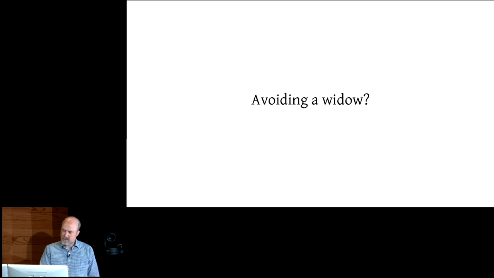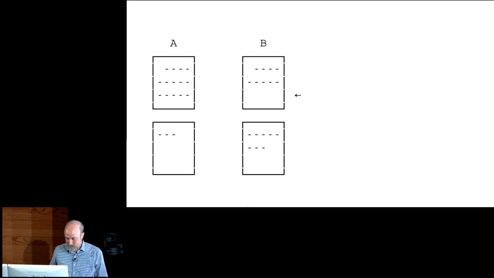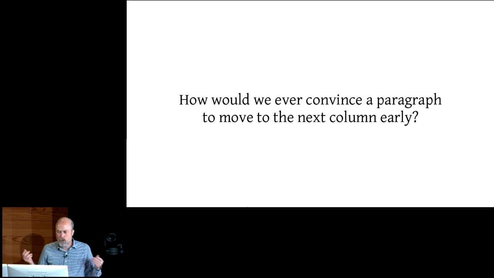What about avoiding a widow? I tried to sketch out a solution and found it is nearly impossible. Why? Well, because a widow is created when the very last line of the paragraph falls onto a separate page. This means I have to lay out the paragraph all over again, and its next to last line, even though there's room for it in the column, needs to decide to move to the next page. How am I going, in the middle of the paragraph making decisions, to just convince it to not use the page like it's supposed to and move to the next column? How would we ever convince a paragraph to move to the next column early?